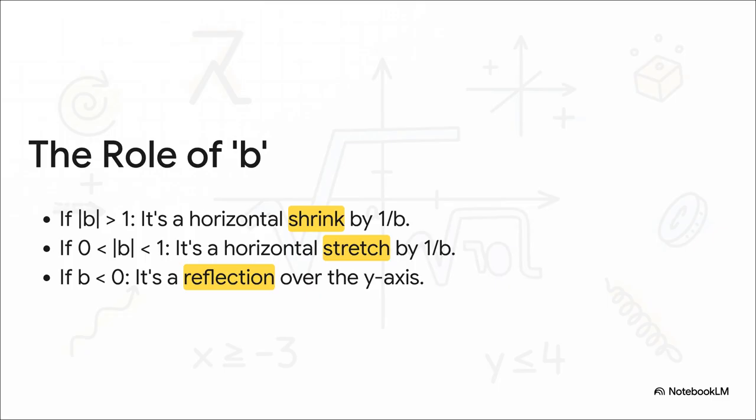A b value of, say, 4 doesn't stretch the graph horizontally. It actually shrinks it. It squishes it in from the sides. And a fractional b, like 1/3, does the opposite. It stretches it out. It's all about the reciprocal. And of course, a negative b gives us that same horizontal reflection over the y-axis we just saw.